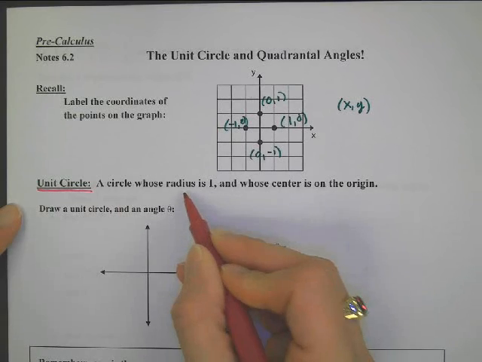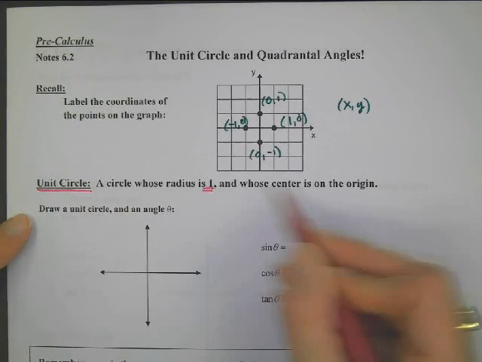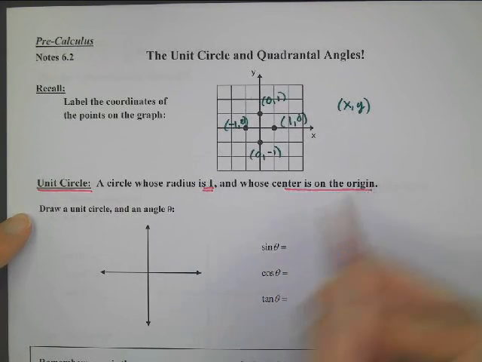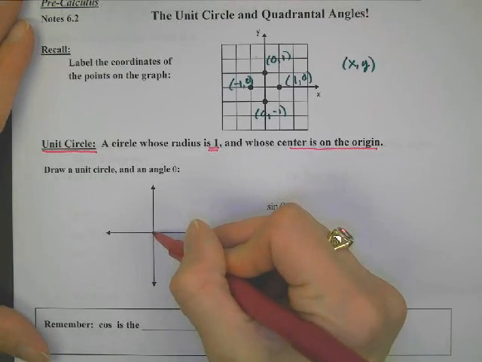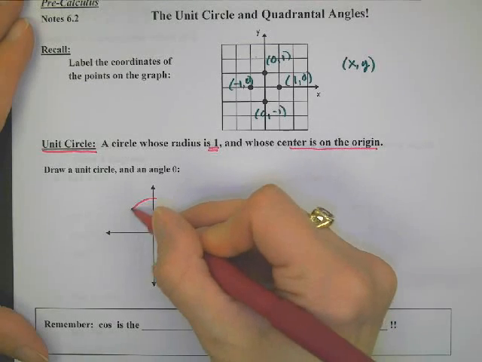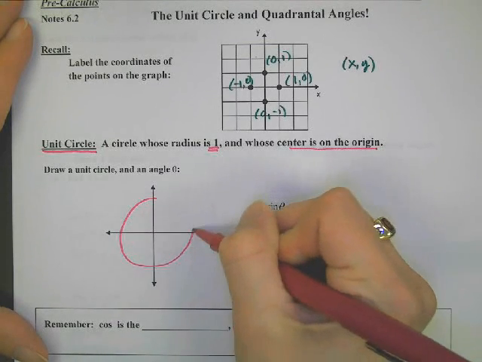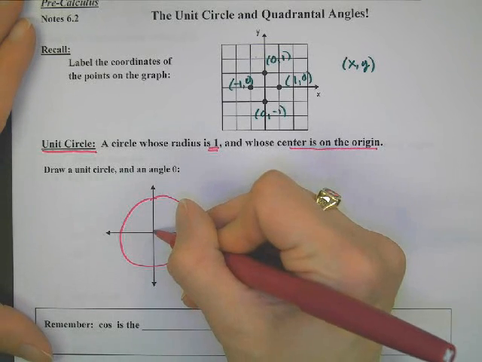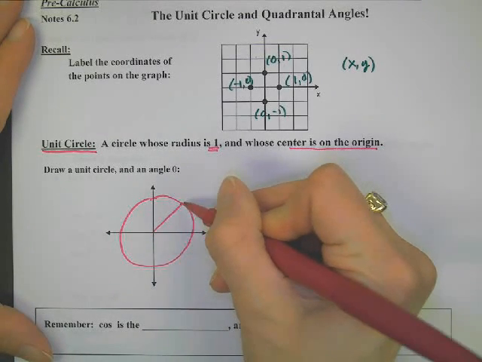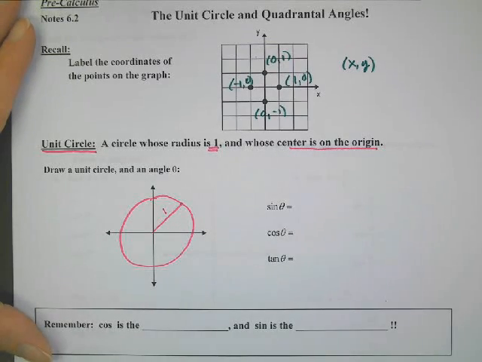First of all, a unit circle is a circle whose radius is 1 unit, and the center is on the origin. So let's draw a unit circle. I'm going to put the center on the origin, and the size of my nice perfect circle is going to have a radius of 1. Okay? That means that this radius is length 1.